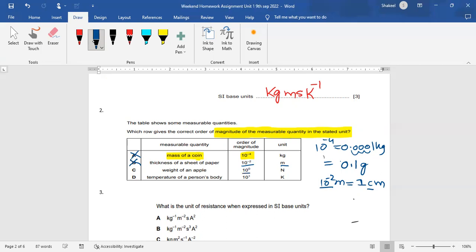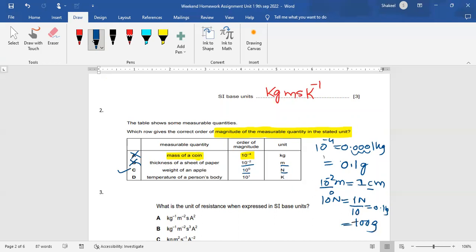Then weight of an apple. Weight of an apple is 10 power 0 Newton. 10 power 0 Newton, you know 10 power 0 is 1. So 1 Newton, 1 divided by 10, because g's value is 10, is about 0.1 kilogram. And 0.1 kilogram is about 100 gram. So yeah, we have learned that mass of an apple starts from like 100 grams. So yeah, that seemed to be correct. Its unit is also correct.